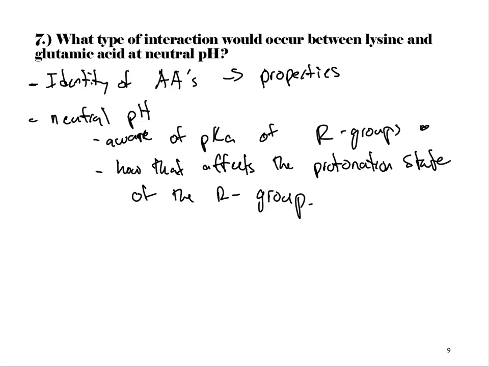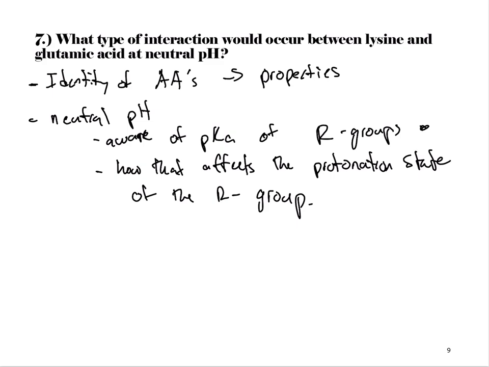All right, so this is the problem we left off at, which I thought was a good problem. It said, what type of interaction would occur between lysine and glutamic acid at neutral pH? So you're going to have your little chart with all of your amino acids and their structures and R groups on them. And then what are we thinking about? Well, the identity of the amino acids says something about their properties. It says neutral pH, which makes us think about the pKa of the R groups or the side groups and how that affects their protonation state. I'll give you guys a second to think about that and work on it, and then we'll go over it.